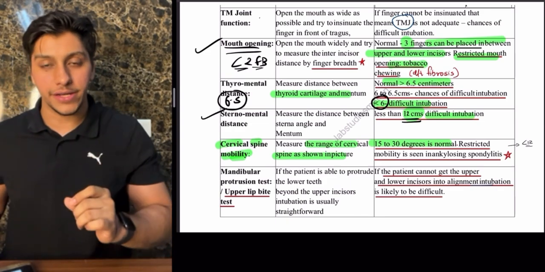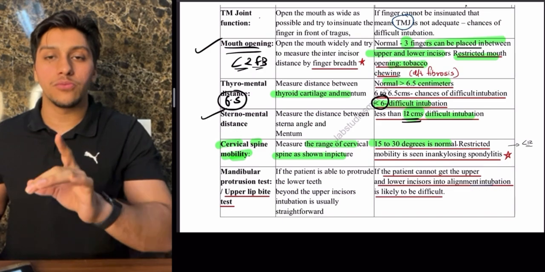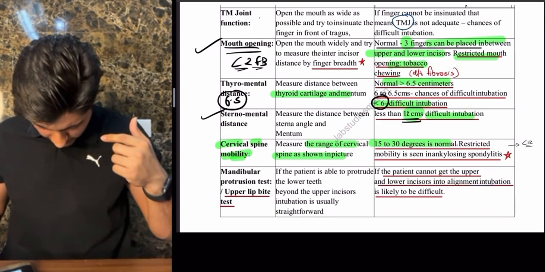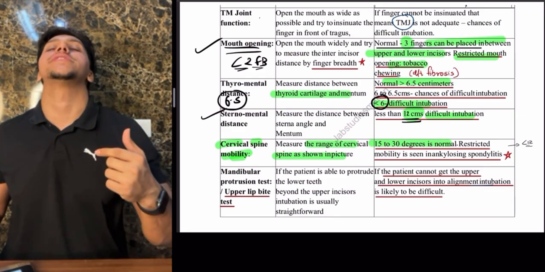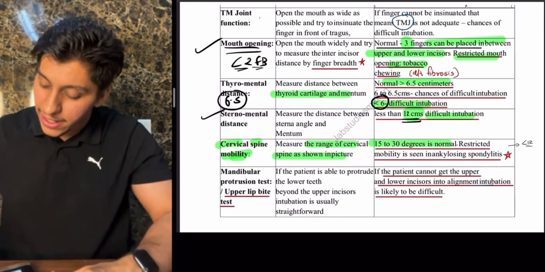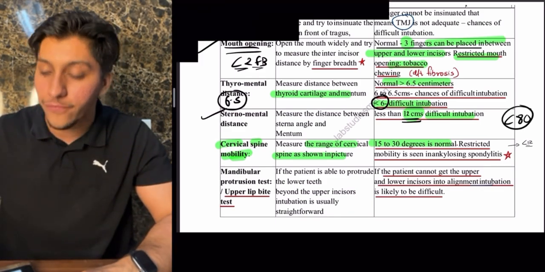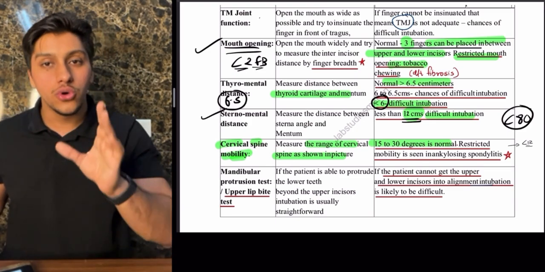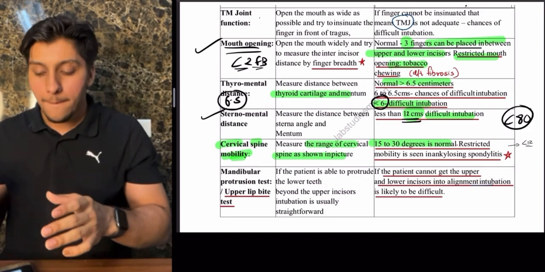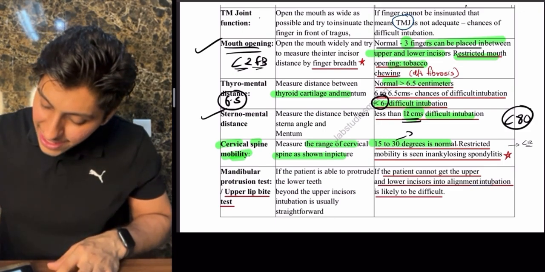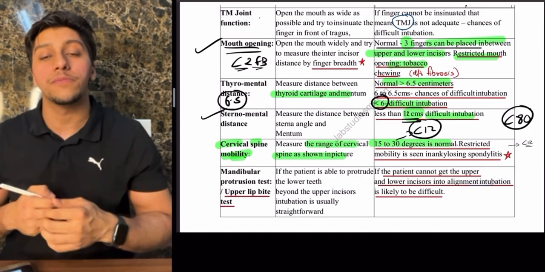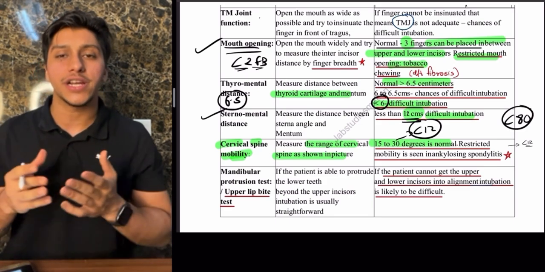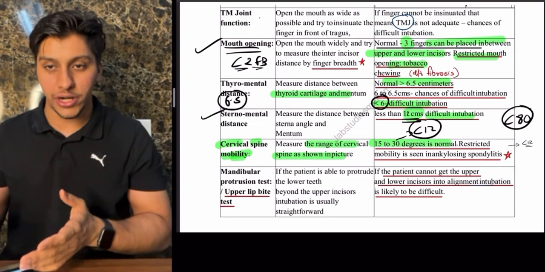Cervical spine mobility. You can check the cervical spine mobility in 2 ways. One, by checking the angle between the forehead when it's flexed and the forehead when it is extended. If this angle is less than 80, it is going to be a difficult intubation. Or if you talk about the cervical spine mobility, usually it is going to be around 15 to 30. But if the cervical spine mobility is less than 12, that is also a sign of difficult intubation. Cervical spine mobility is restricted in conditions like ankylosing spondylitis.